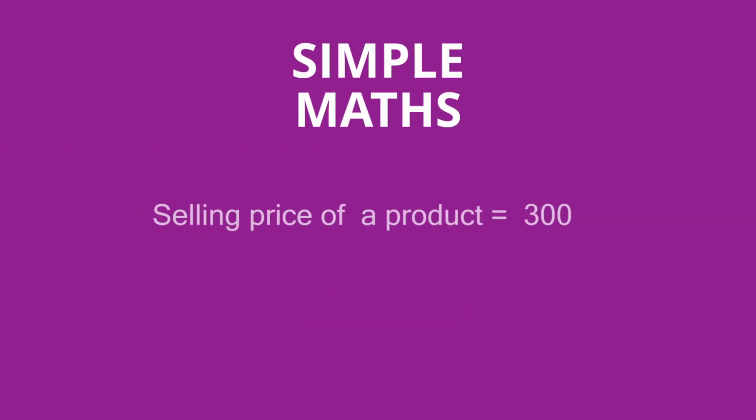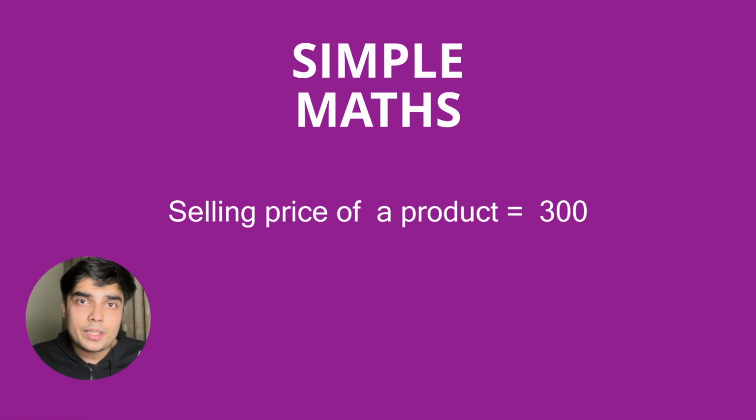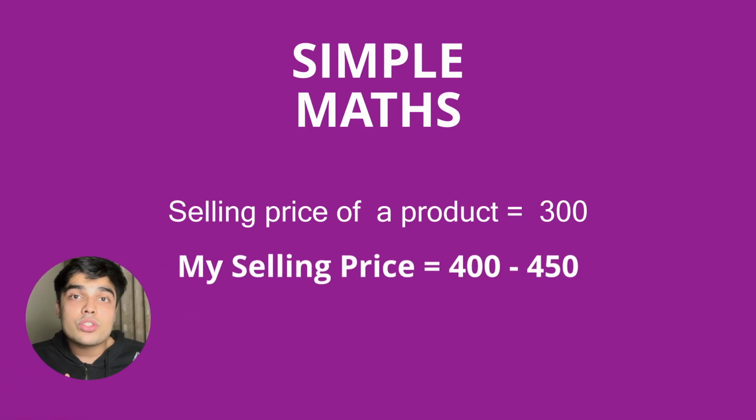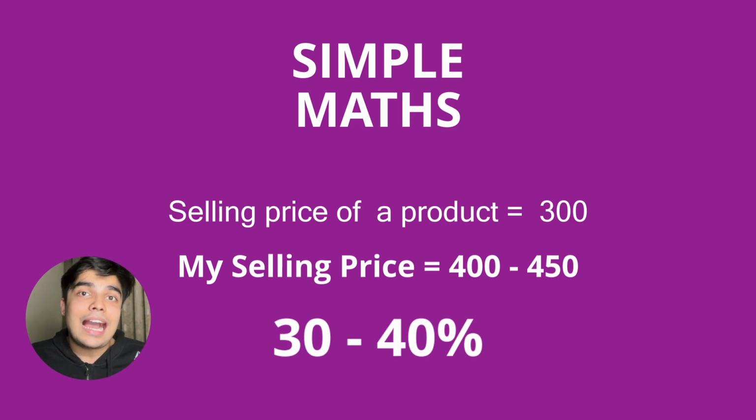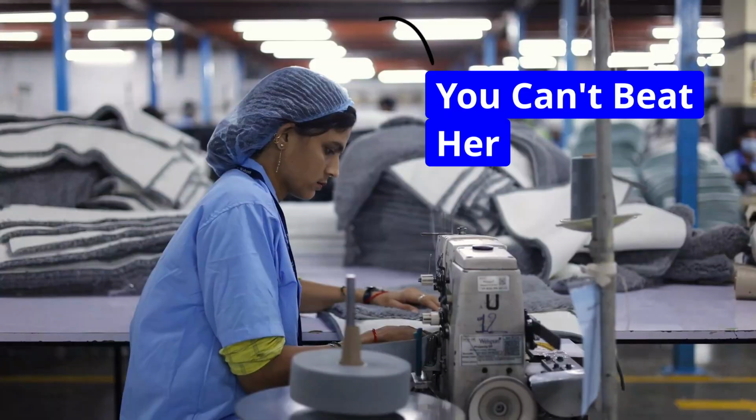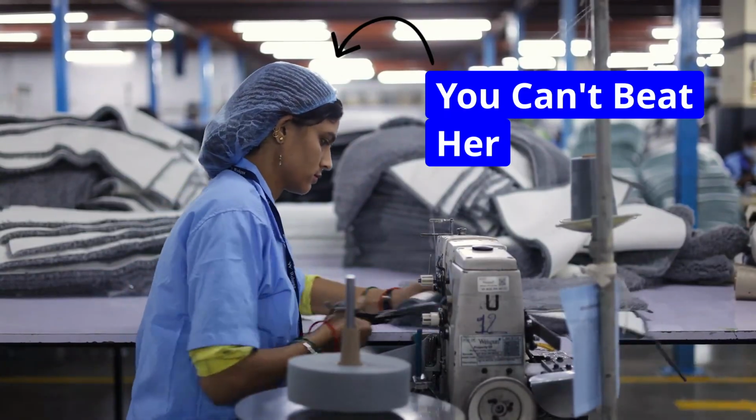So for example, if a product is being sold for around 300 rupees on the internet, I will try to sell it for 400 to 450 rupees. That is 30 to 40% higher than the average selling price. Because I want room to get better quality product so that my product is better than my competitors. Because the truth is, if you're not a manufacturer yourself, you cannot compete with other sellers for the cheapest price possible. Because that competition is the race to the bottom.